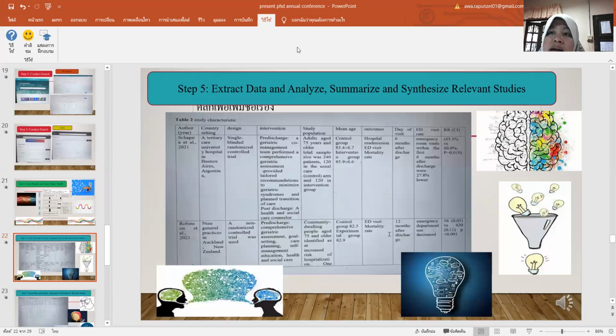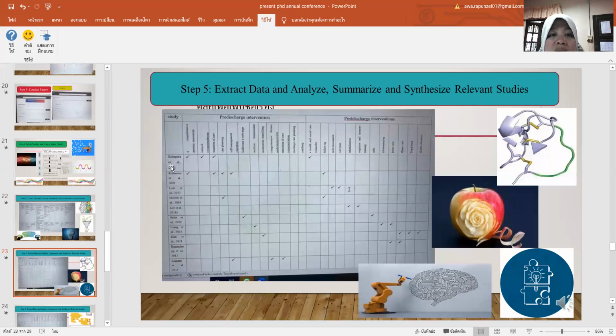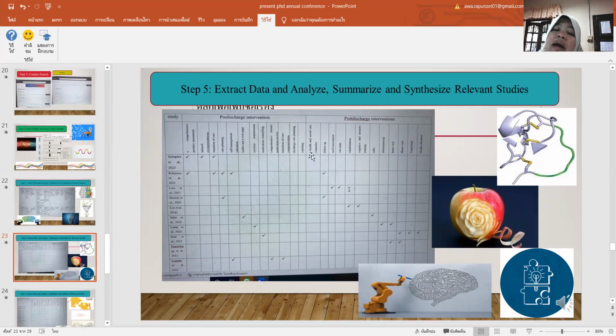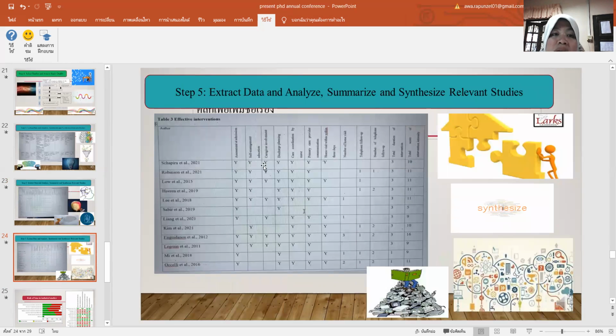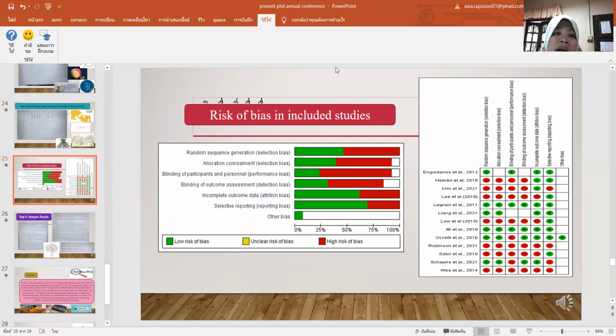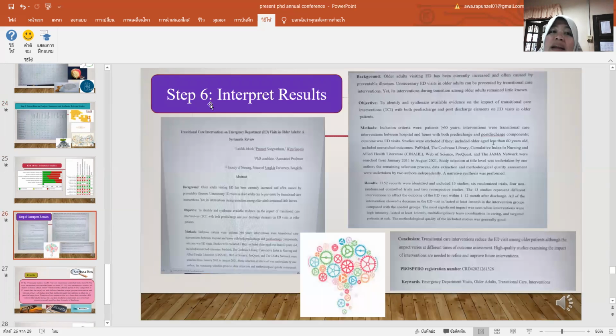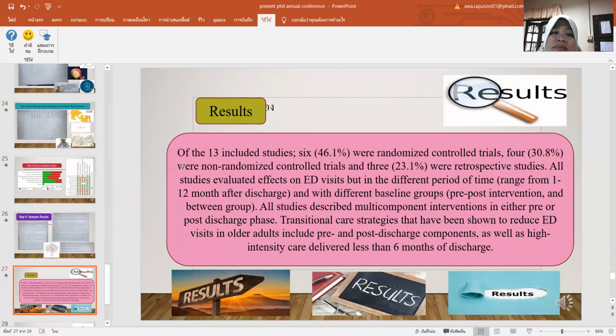Step 5, extract data and analyze, summarize, and synthesize relevant study. This is an example of study characteristics. The next will be the components of the transitional care intervention, that include pre-discharge interventions as well as post-discharge interventions. This is the table of the effective transitional interventions. The next will be the risk of bias in included studies. Okay, the last step is interpret result.